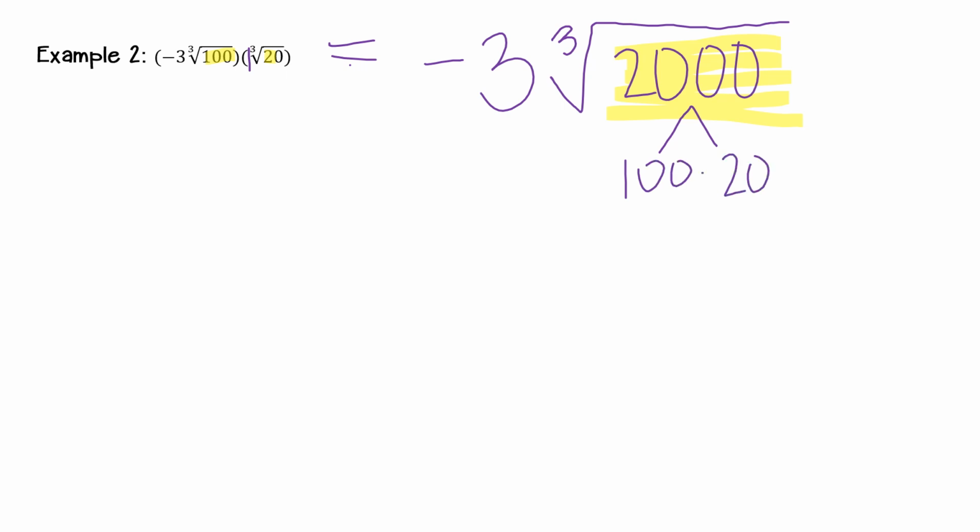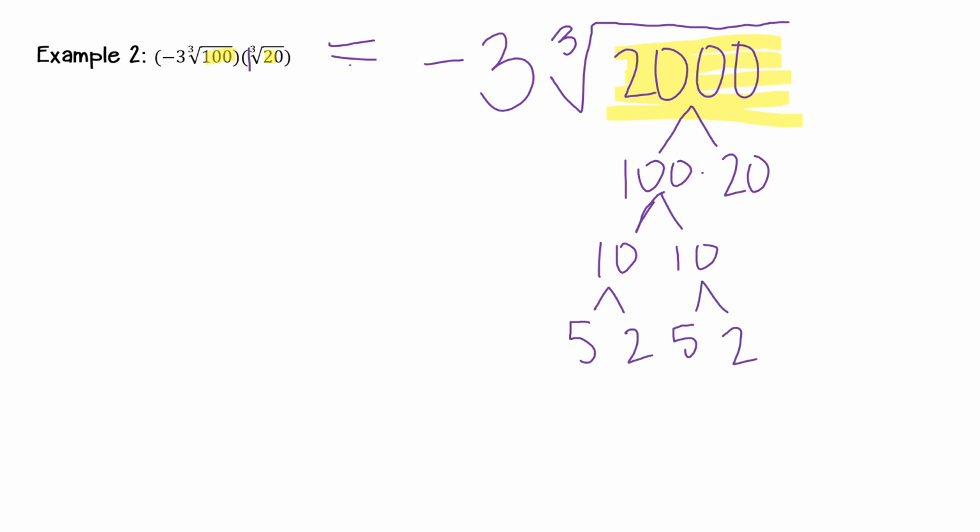So technically, I don't really need the number 2,000. What you could have also done is just written 100 times 20 underneath the root, and then broken both of those down. So I can break down 100 into 10 times 10, 5 and 2, 5 and 2.